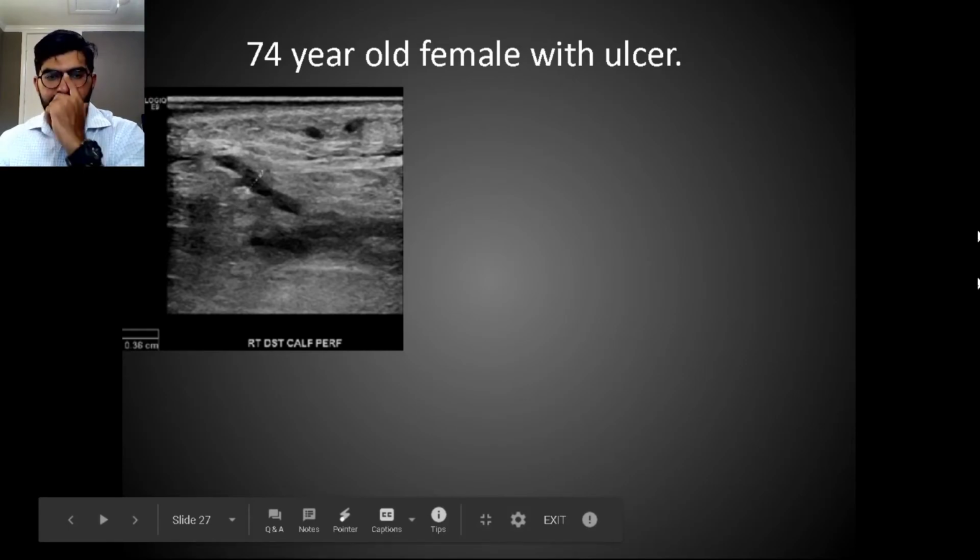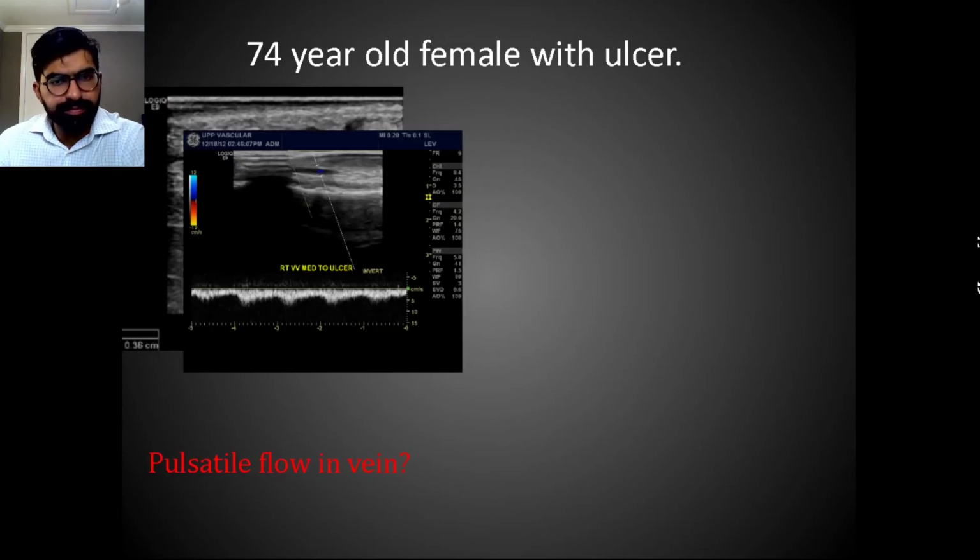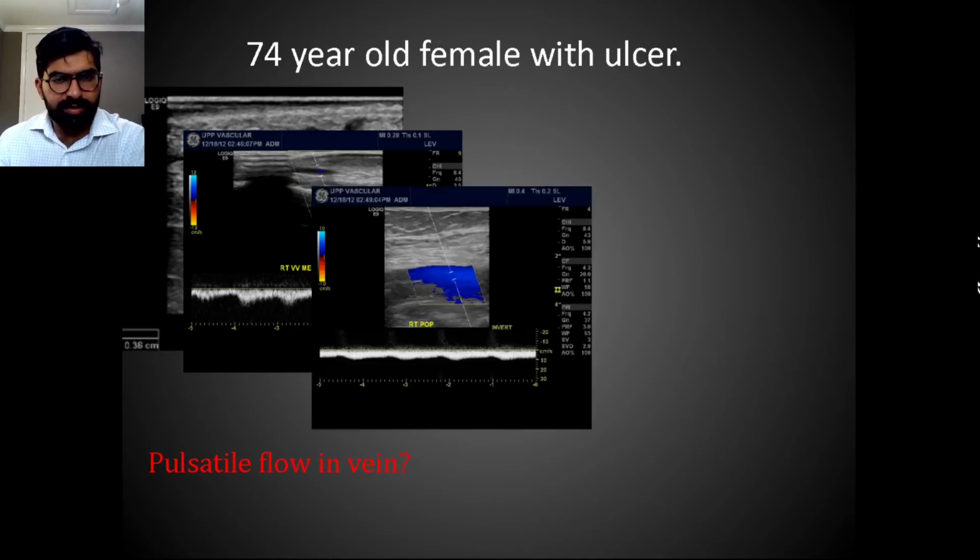So let's look at a patient example here. You have a 74-year-old female patient with an ulcer, and your amazing tech does an ultrasound and finds that there is a distal calf perforator. And when you look inside the vein in that perforator, you see there's some pulsatility in the flow. Okay, but as she continues to do her scan, let's look through the rest of this.